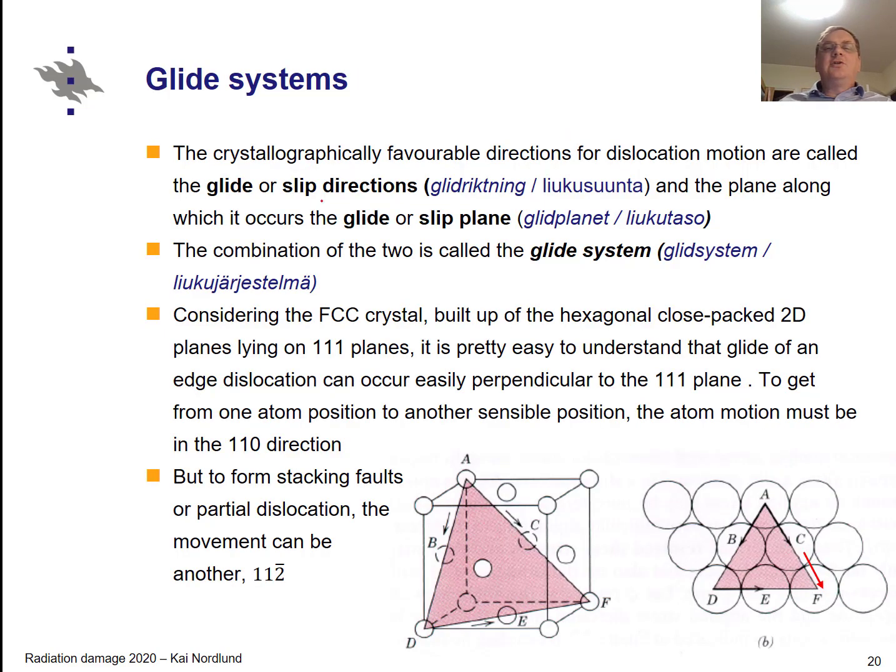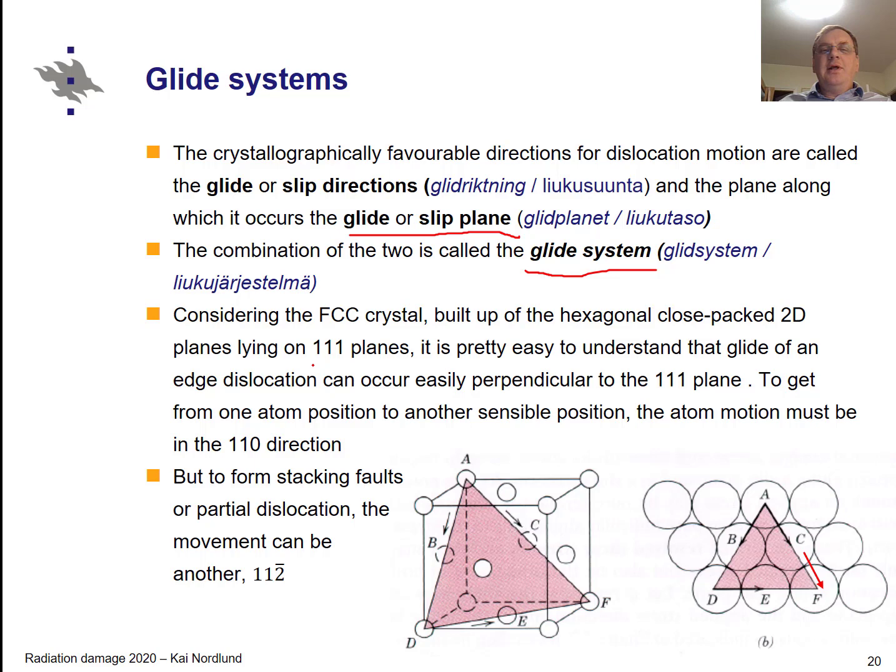And those directions of crystals where it's easy to move dislocations are called glide or slip directions, and the planes where it occurs are glide or slip planes. Because we're talking three dimensions, you always have a glide plane. The combination of the glide direction and the glide plane is called a glide system.